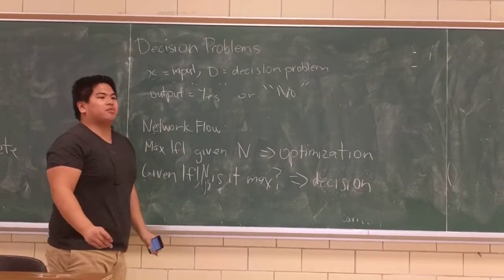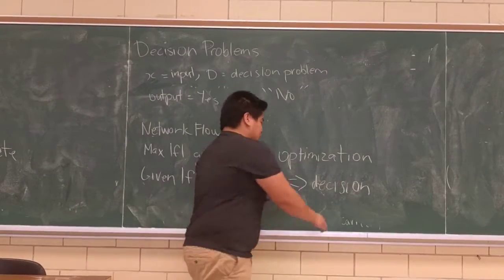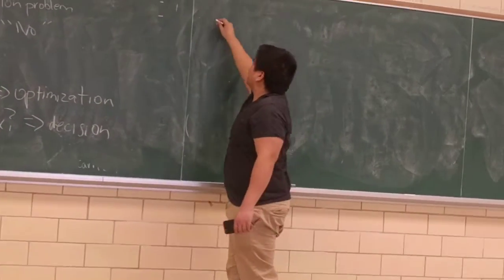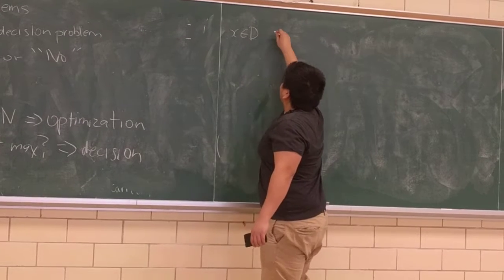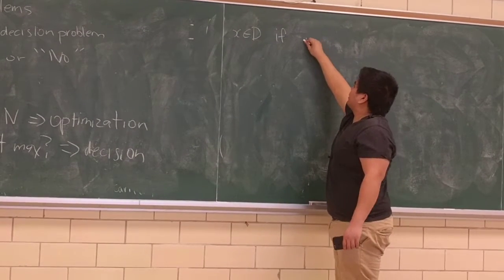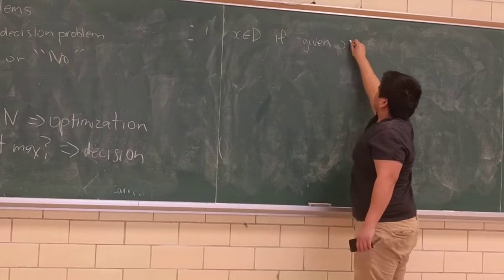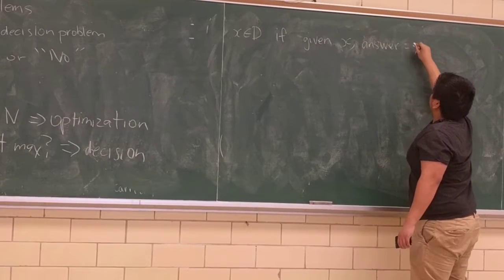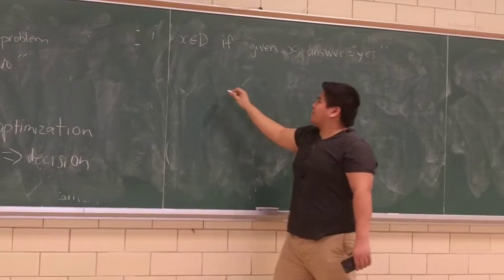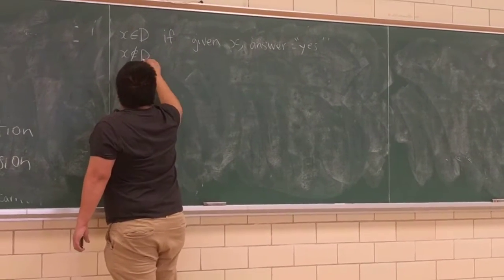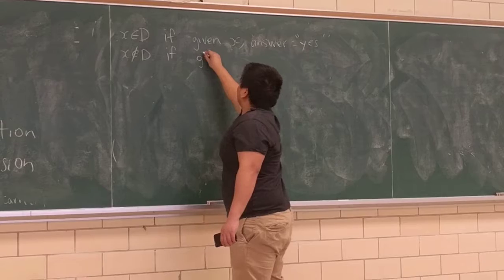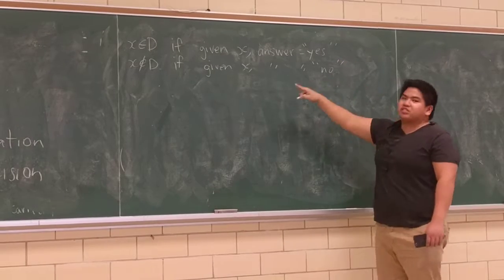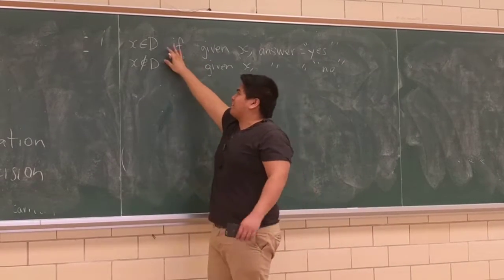And we're only going to focus on decision problems for the quiz. So there's some notation. If x is the input and D is the decision problem, we say that x is an element of D if given x, the answer is yes. And likewise, if x is not an element of D, given x, the answer is no. So that's just notation, just keep in mind so that you know what exactly this means.